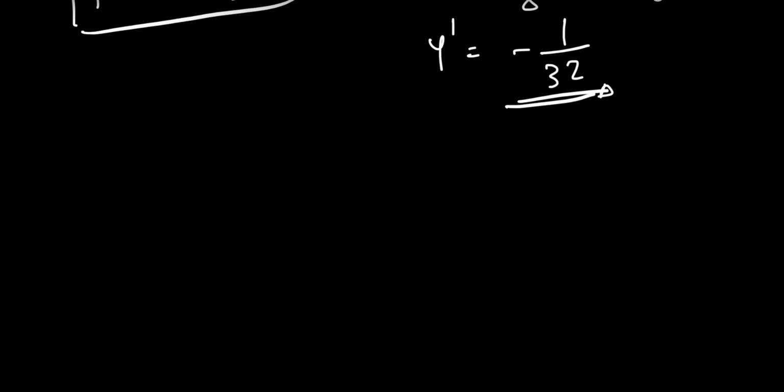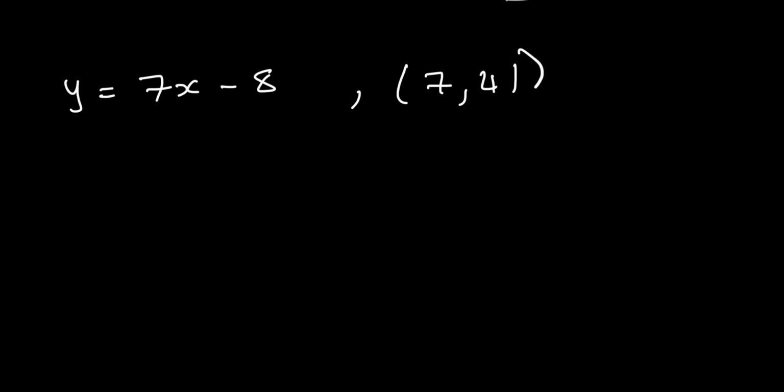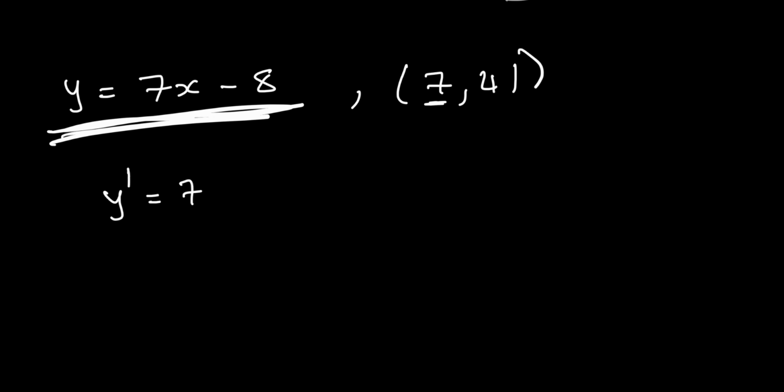So now, let's say, for example, again, they say that we must find the gradient of y equals 7x minus 8 at the point (7, 41). So what is the gradient at this point here? Now remember, this is a straight line, so the gradient of the straight line is the same throughout. So we will say the gradient is the first derivative, but there's no way you're going to substitute x as 7. So your first derivative is just going to be 7.